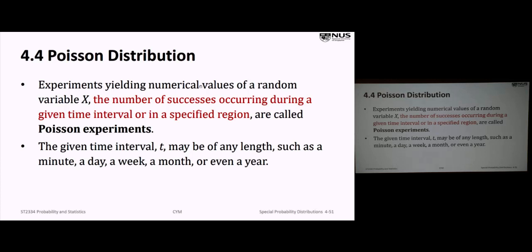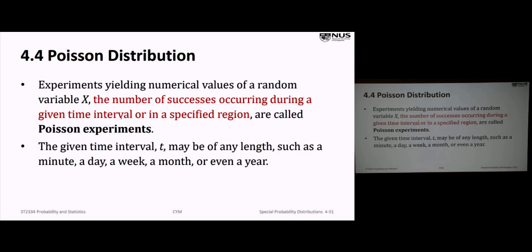So this is the idea. You have experiments yielding numerical values of a random variable x, which is the number of successes occurring in a given time or in a specified region. You can think of it as an interval of time. The Poisson distribution counts the number of events that occur in this time interval. That's really where it comes from. The time interval is the easiest way to think about it.